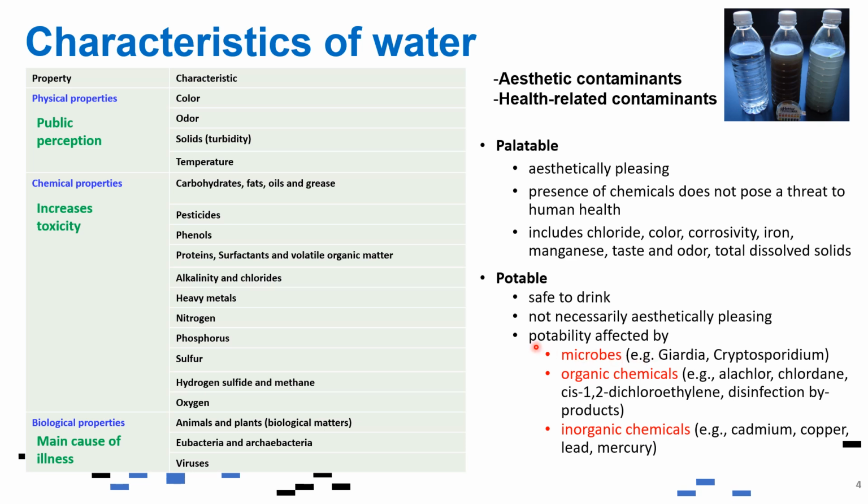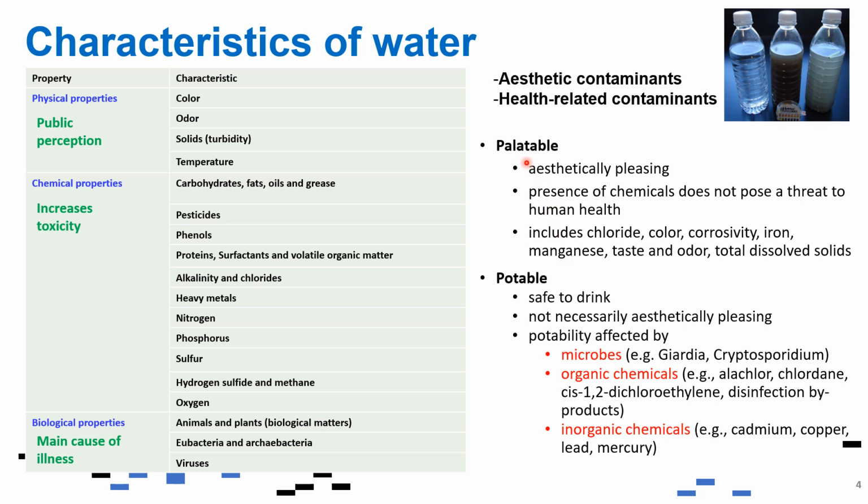And potability is affected by various characteristics like microbes or biological characteristics, some organic chemicals, and inorganic chemicals as well. Depending on their level of concentration in the water, as long as they meet some standards, it means that they are safe to drink and they are potable water.